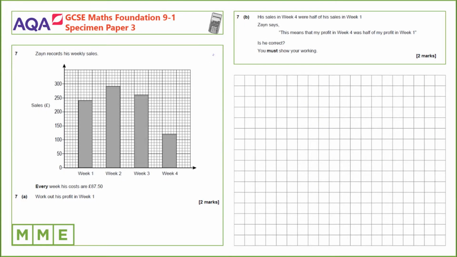Question 7. Zane records his weekly sales. Every week his costs are £87.50. Work out his profit in week 1. To calculate profit, we need to take his sales, which in week 1 are £240, and subtract the costs, £87.50, which gives us a profit of £152.50.